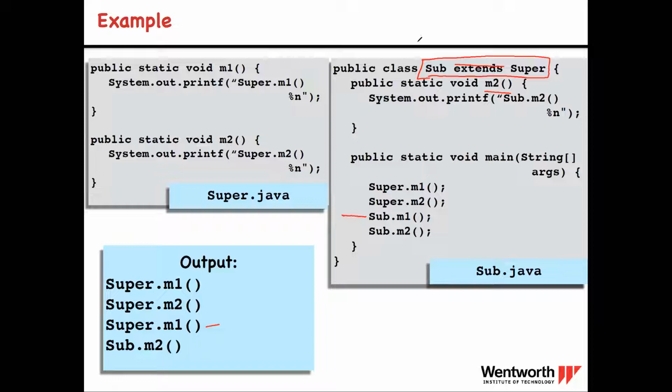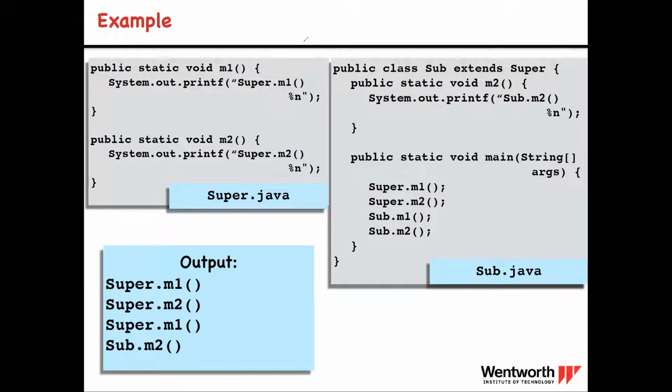But there's some hiding going on here as well, because I have an m2 in sub, and I have an m2 in super. Now, it didn't matter when I called super.m2, because we went straight to the superclass. But if I call sub.m2, it does hide super m2. It hides this one. I can only run the one in sub by calling sub.m2. And so that's why we get the sub.m2 printed here. So this is the idea of things that happen when you use static methods and deal with inheritance and some of this hiding.